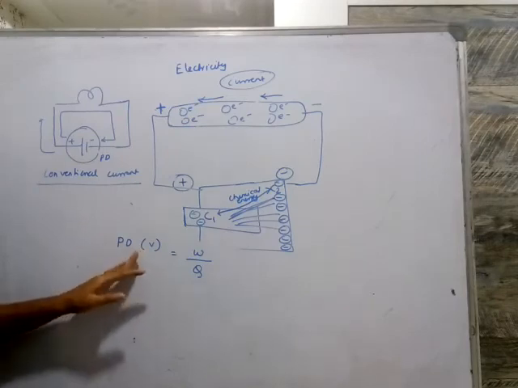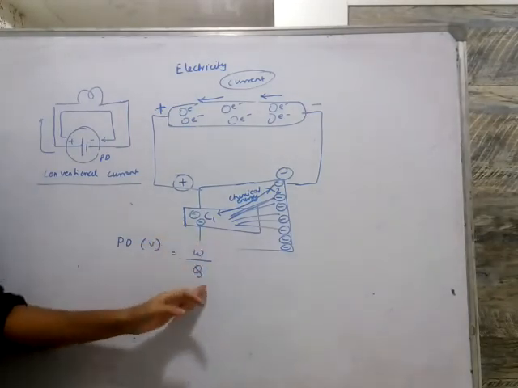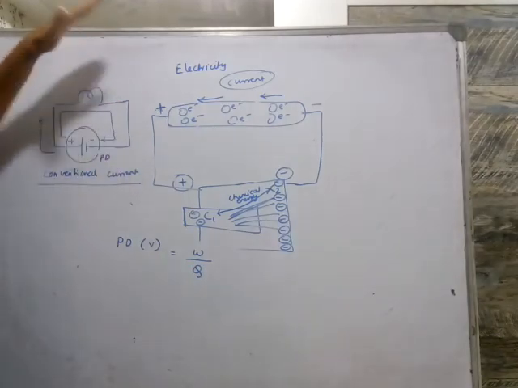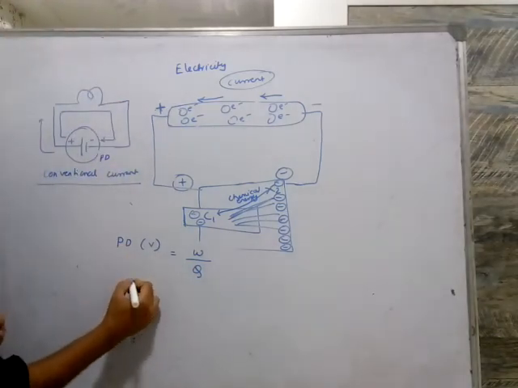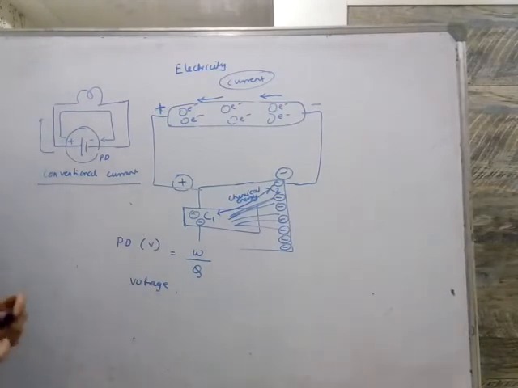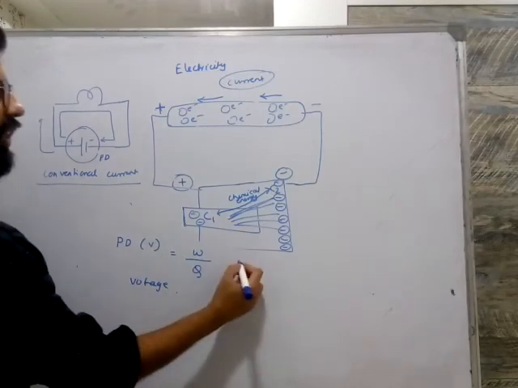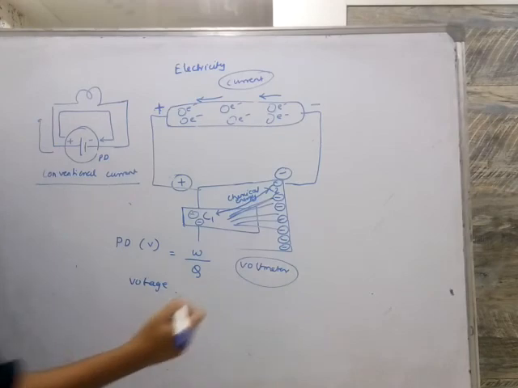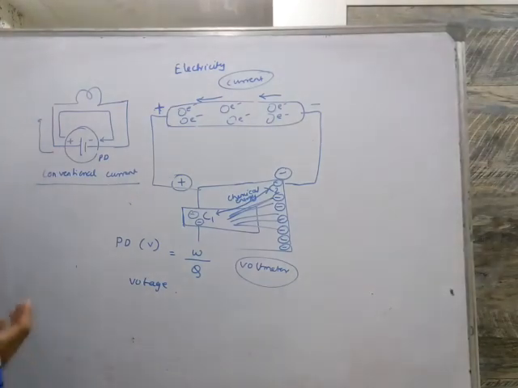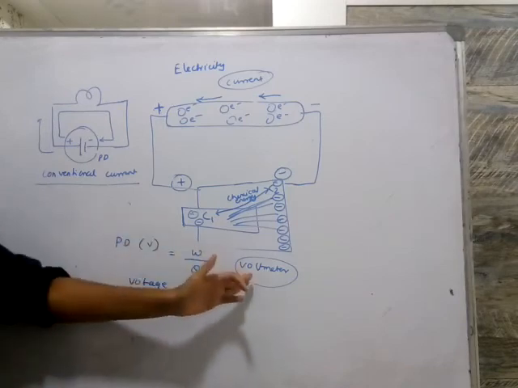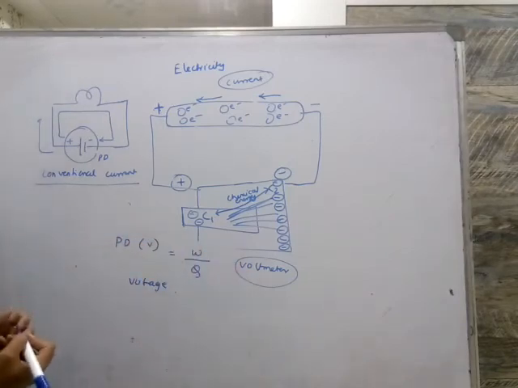So potential difference is given as W upon Q, the work done in moving the charges from one point to another point. The potential difference is also called voltage. The other name for potential difference is voltage, and it is measured by a device called a voltmeter. Similarly, for current we have studied that it is measured by an ammeter. For potential difference, we use a voltmeter.